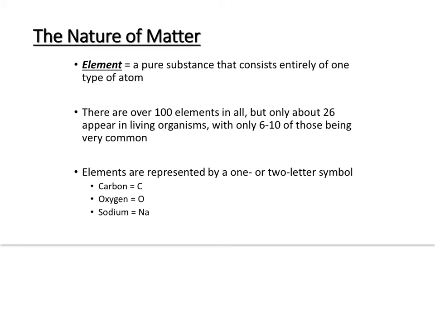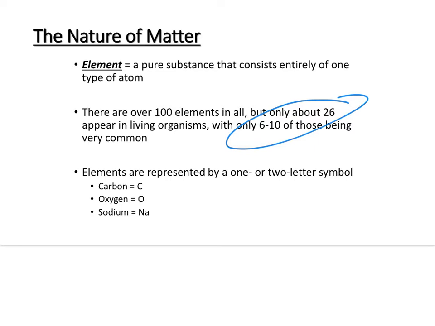Now another vocab term here is the term element. An element is a pure substance that consists only of one type of atom. So there are over 100 elements that we see in nature. Really only 26 of those appear in living things, and only 6 to 10 or so of those are really all that common in living things. So as you might guess, we're going to focus here, and there are going to be a ton of elements that you don't need to really know about.